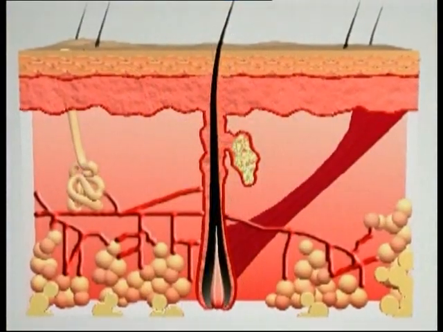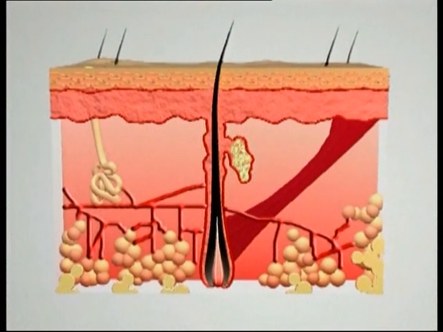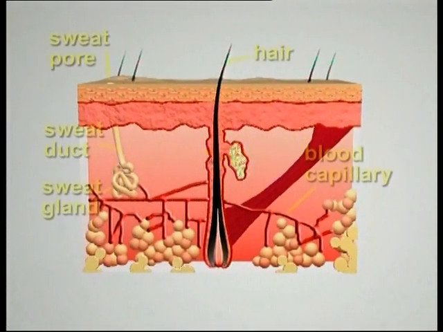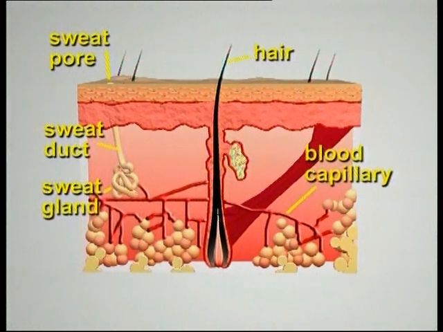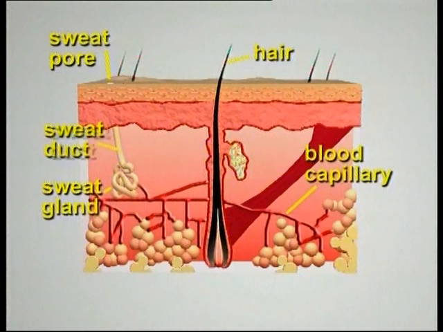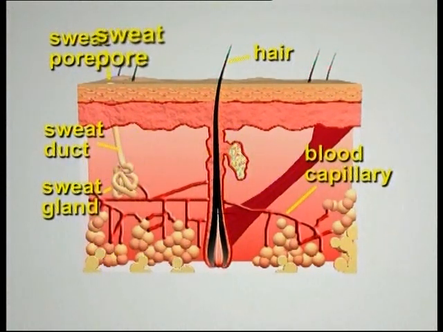The skin, apart from being a sensory organ, is also one of the important excretory organs. From the sweat glands just below the skin, water, mineral salts, and urea, which have been absorbed from the blood capillaries around them, are excreted along the sweat duct and pass out through the sweat pores on the skin surface.